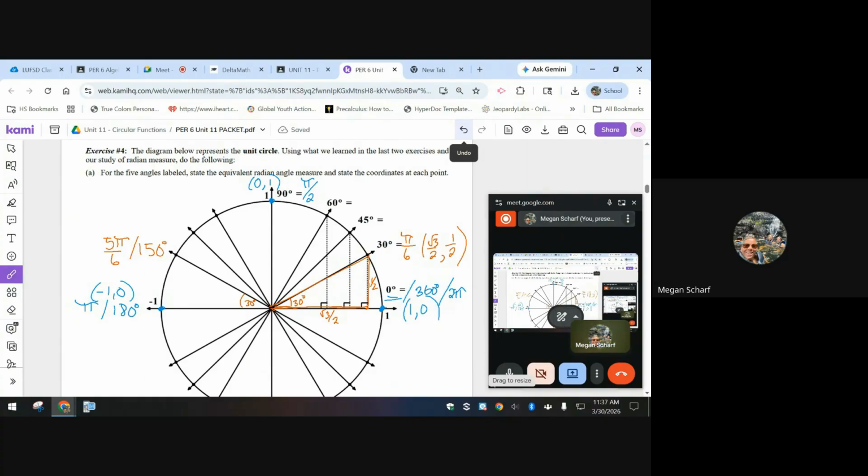Now, because we're in the second quadrant, what's going to happen to the coordinate point? Who's going to be negative? The x. Very good. So you'll have negative square root of 3 over 2, comma 1/2. So the x and the y stay kind of the same. It's just their signs will change as we go around the unit circle.